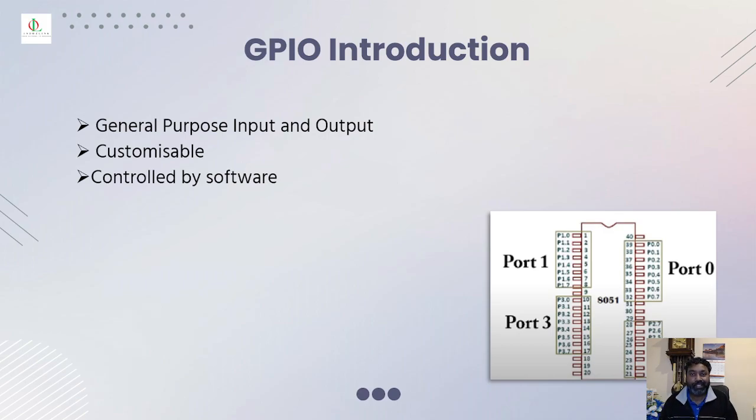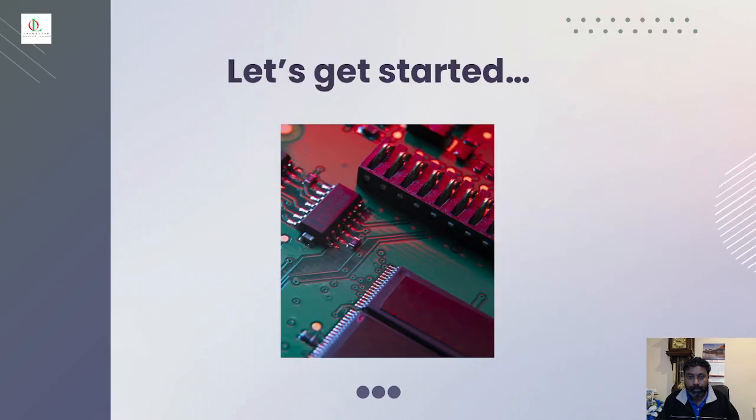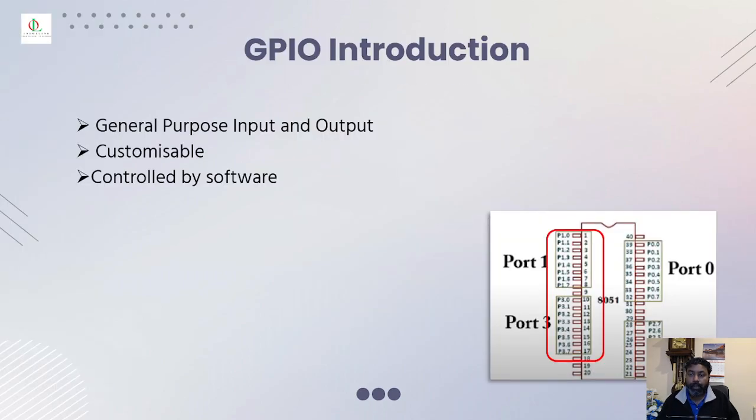First, we start with the introduction to GPIO. What is a GPIO? GPIO abbreviates to General Purpose Input and Output. It is customizable. It is also controlled by software. For example, in this picture, it is an 8051 microcontroller. As you can see, it has ports written all over it: Port 0, port 1, port 2 and port 3. Ports are nothing but your GPIOs.